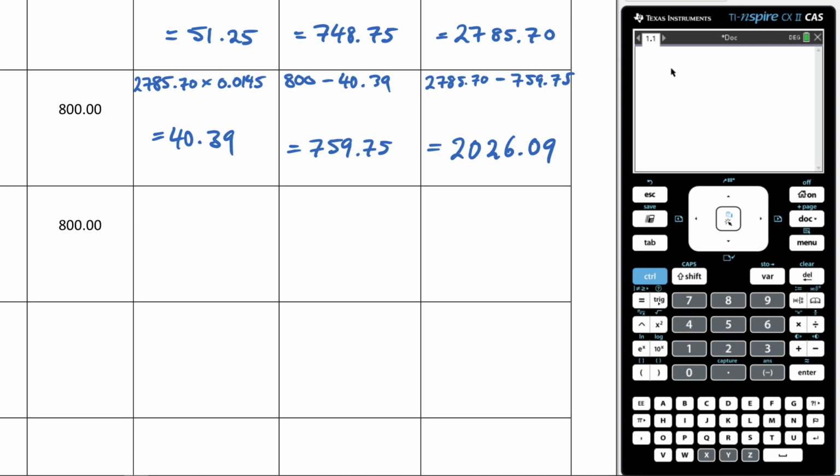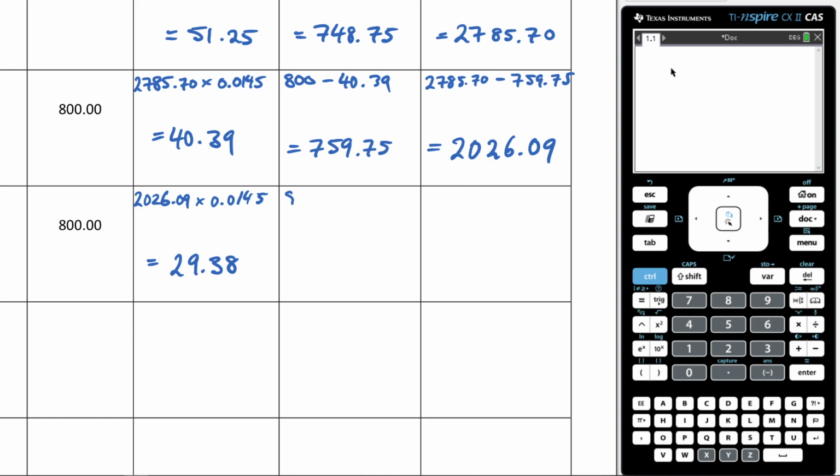Next one. All right, hope you're enjoying this. This is just exhilarating stuff here. What we're now going to do is figure out the interest. This is the interest column. So I take 2026.09, and I'm going to multiply it by 0.0145. And what I'm going to end up with is 29.38. That's the amount of interest that I'm earning.